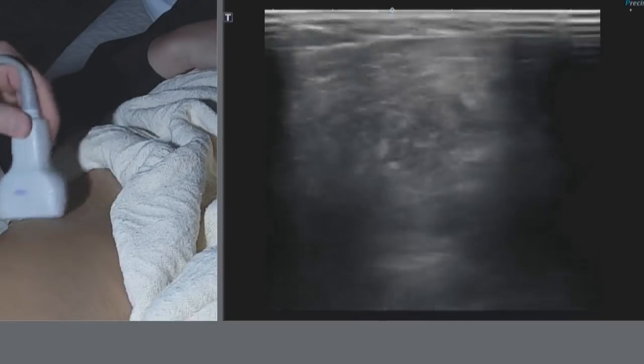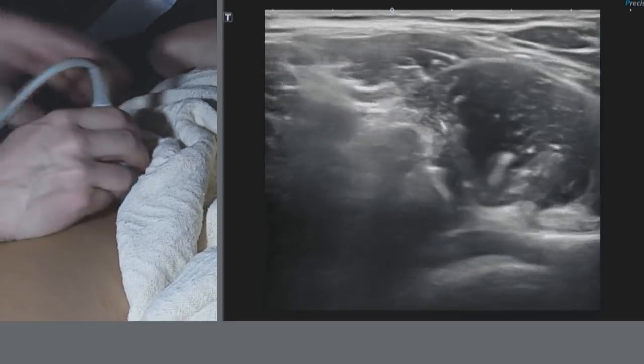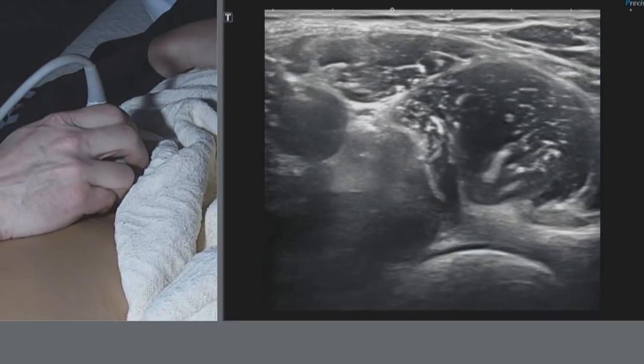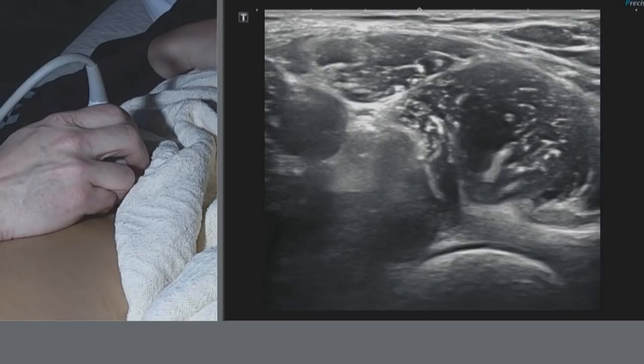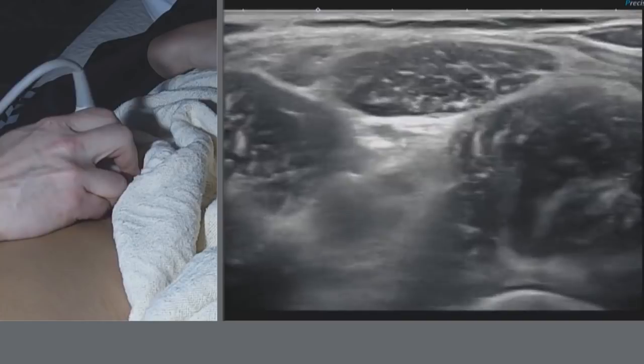Okay. So the last thing I'm going to show is going to be the lateral femorocutaneous nerve. Now most of the time this nerve is going to track over the top of the sartorius. So there are different ways of trying to find this nerve. Of course, if it's abnormal and it's thickened, it's easier to find.